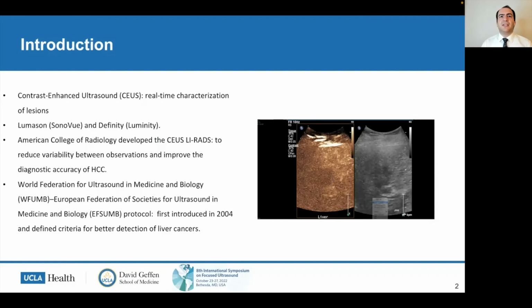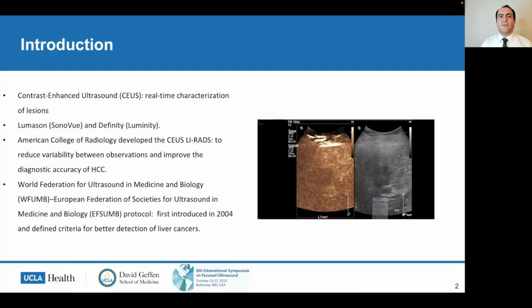Contrast-enhanced ultrasound is a safe, robust, and cost-effective imaging modality that allows real-time characterization of hepatocellular carcinoma. Lumason and Definity are FDA approved and the most common contrast agents for this modality. The American College of Radiology developed the CEUS-LI-RADS in 2014. The goal of CEUS-LI-RADS is to reduce variability between observers and improve the diagnostic accuracy of HCC.